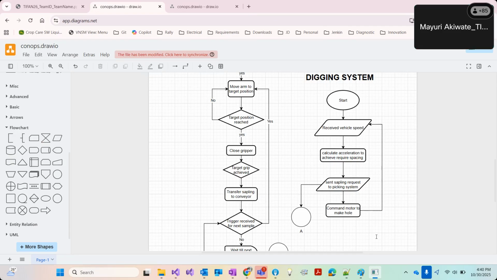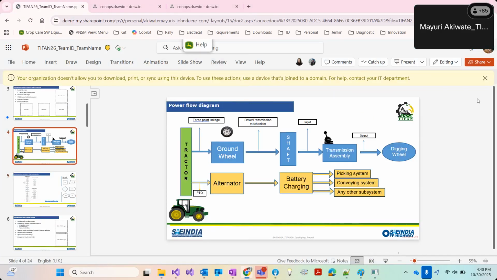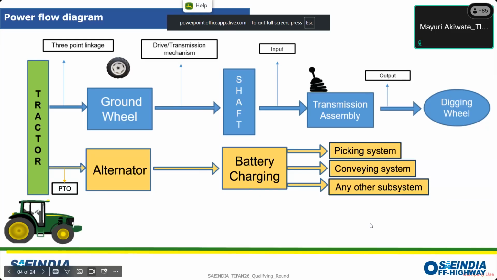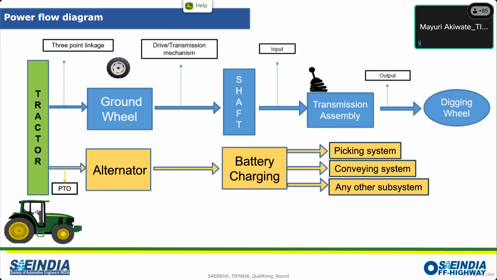Can you go to the slide over here in the power flow diagram, please? If you can see here, both systems are used, one from the battery and one from the alternator. Some are using the ground wheel power for the digging system, and some are using the battery. So which system, and how the power flows in your system, you need to show over there. This power flow diagram is not just for mechanical, it is for all systems. The logical flowchart is only for the embedded. Is it clear?